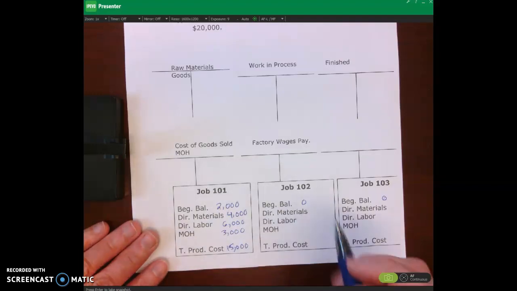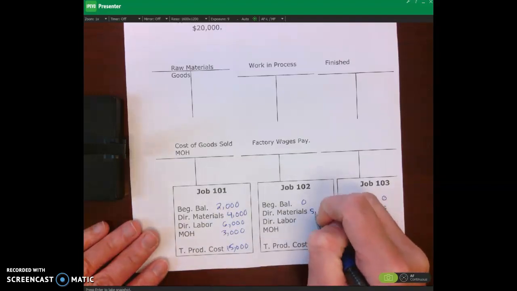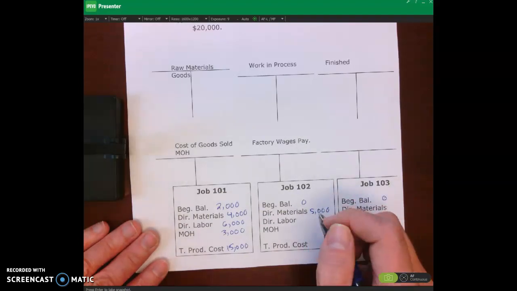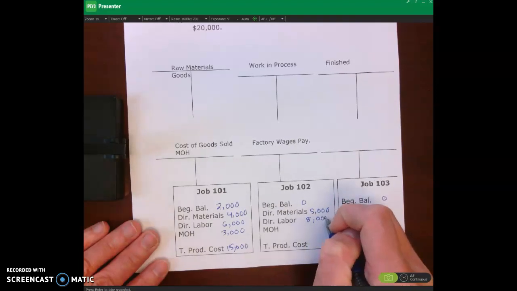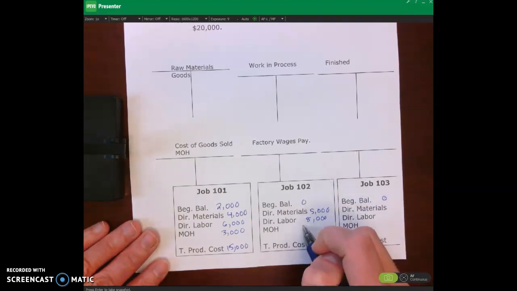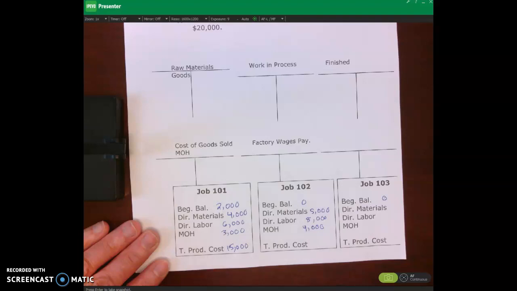Okay. Job 102, if you looked on the prior page, $5,000 of labor, and then $5,000 materials, $8,000 of labor, and then overhead, therefore, would be $4,000. We add up all these, the total cost of the job is $17,000.